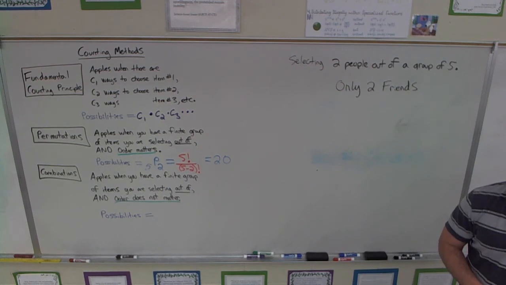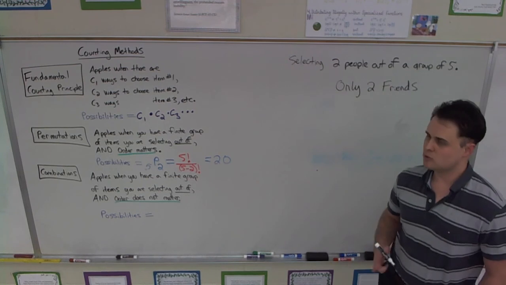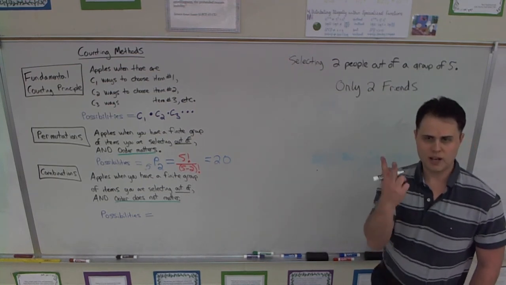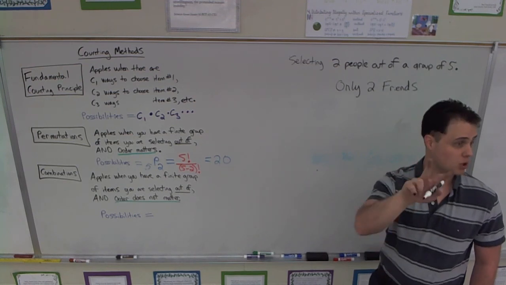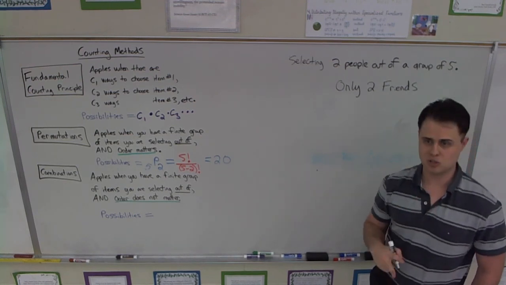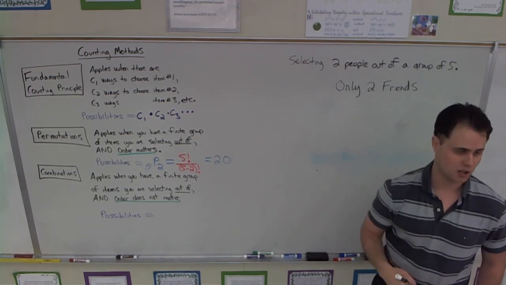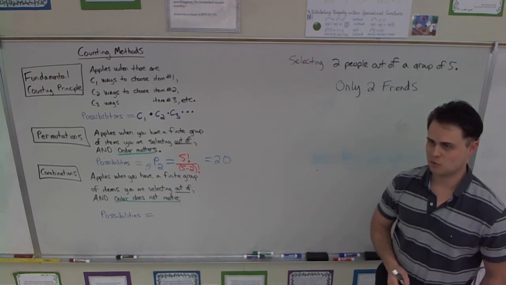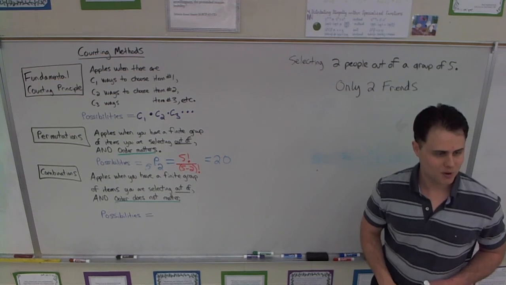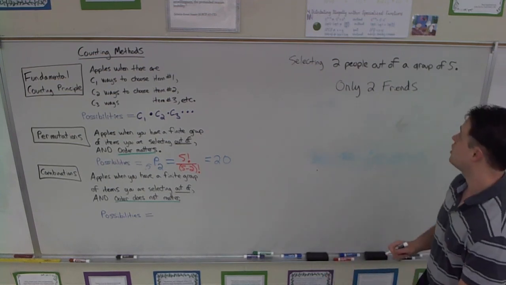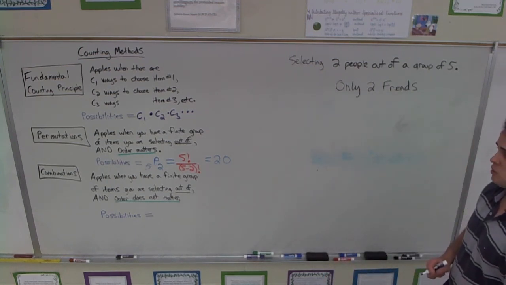It's less. There will be less possibilities, because in that first situation, I could switch best bud and acquaintance and get more possibilities. In this situation, I'm just like, well, I picked Kevin and I picked Daniel, so that's it. Doesn't matter if I switch their places, they're still the same people, right? So in this case, I think we're going to have less possibilities.